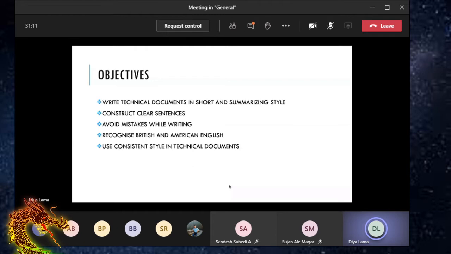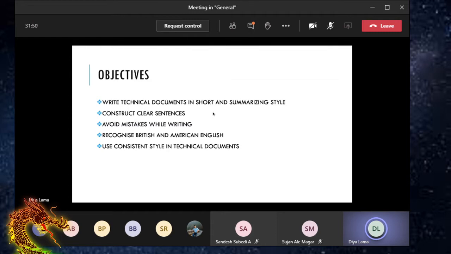It does not have to be like a report. It does not have to be a long writing. Technical writing भनेको it's always gotta be short. It always has to be on point, eh? Our objective, construct clear sentences. So your sentences, when you're writing a technical document, they have to be clear. So it can't be confusing to your readers or audience. So they have to be very clear.